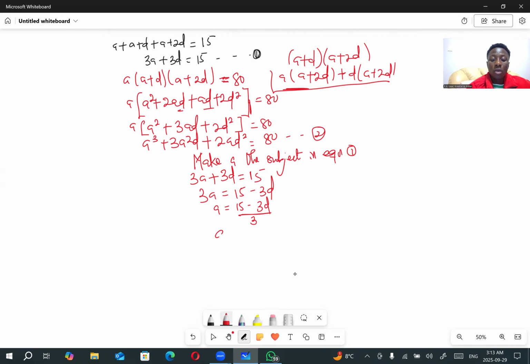Okay, fine. So this is what happens. When you have all of this divided by 3, it means 15 is divided by 3, and 3D is also divided by 3. That's what it means. 15 over 3 gives you 5, and 3 cancels 3, so it will be 5 minus D. It looks sweet now. Put A equals 5 minus D into equation 2.